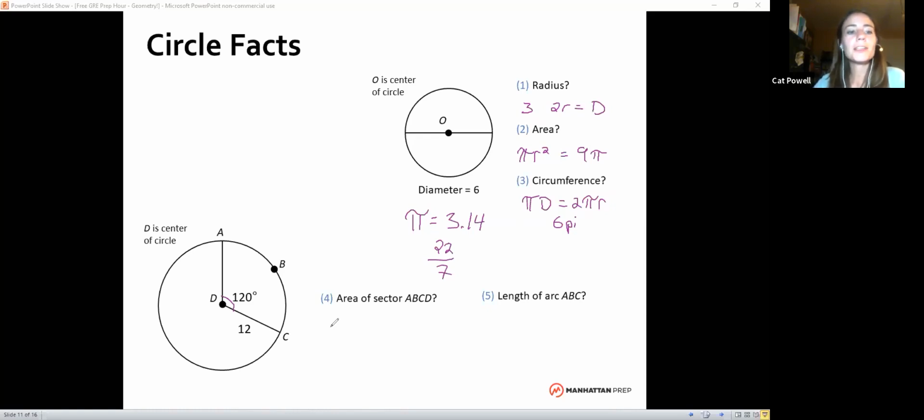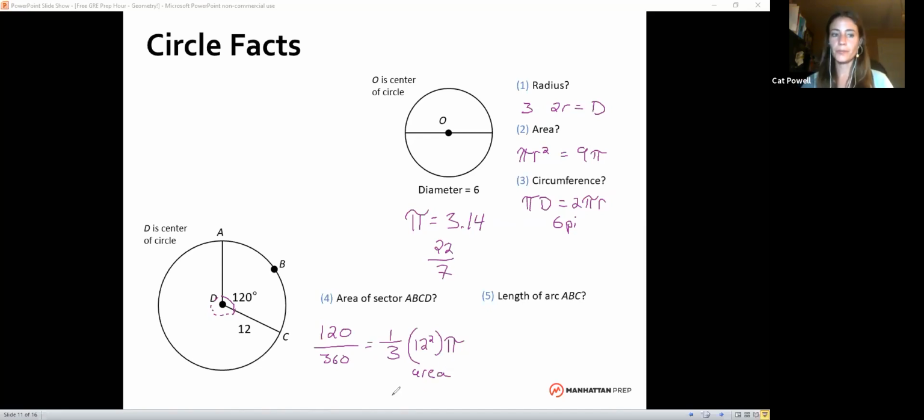How do you know, Pranav, that it's a third of the total? You're right. Can you tell us more about that? Yeah. This angle is a portion of 360 degrees. So in this case, it's 120 degrees out of 360, which is 1 over 3. So that tells me that this sector, because it's taking up a third of the angles, it's taking up a third of the circle as a whole, so a third of the area. So I just do 1 third times 12 squared pi. So 1 third of the area of this circle.